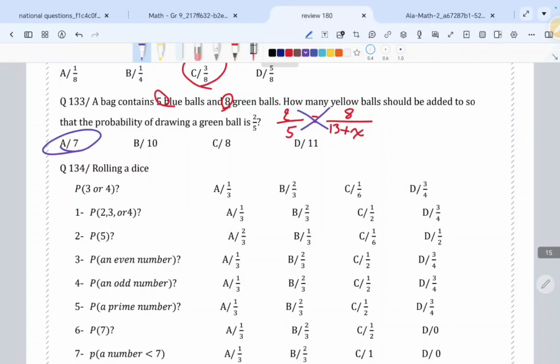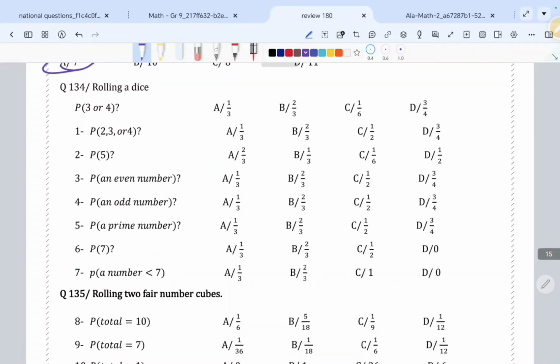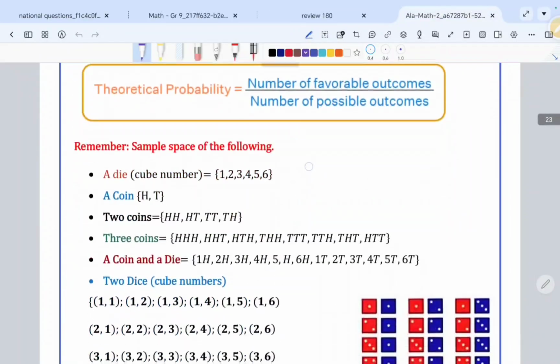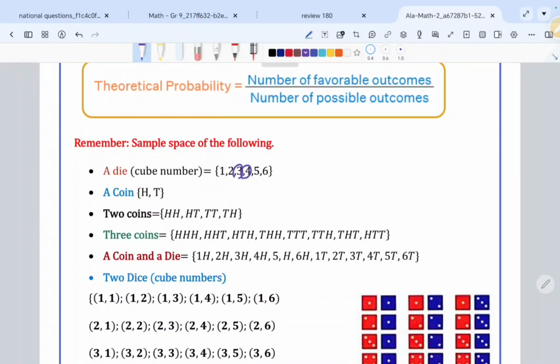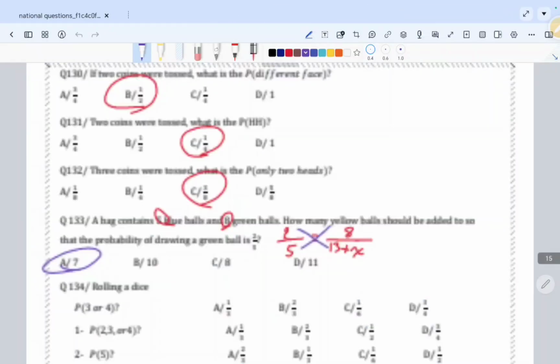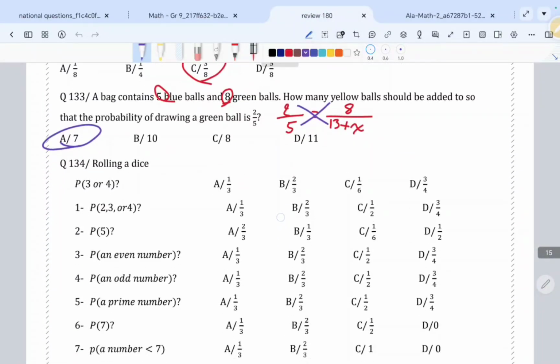Okay, now rolling a dice. Probability of 3 or 4, it will be, here it is. Probability of 3 or 4, okay? 3 or 4 will be 2 out of 6. Done. But if they say 3 and 4 together in one dice, it's impossible. Pay attention. But when they say or, it will be 2 out of 6. In simplest form, it will be 1 out of 3.